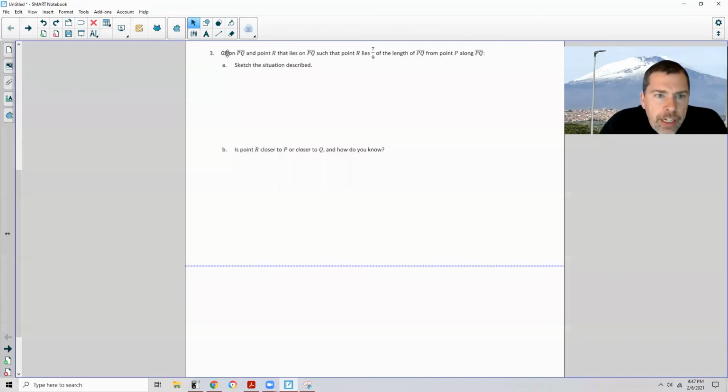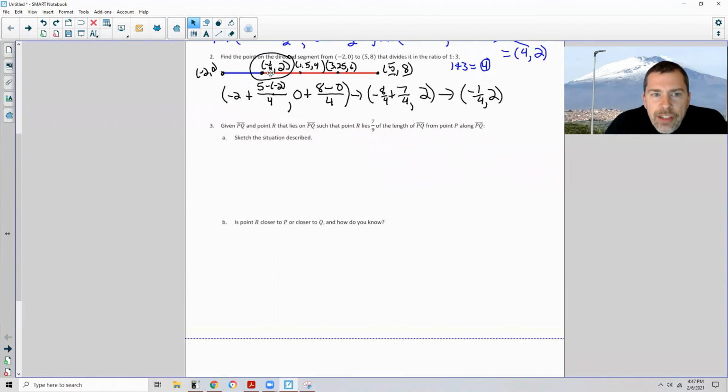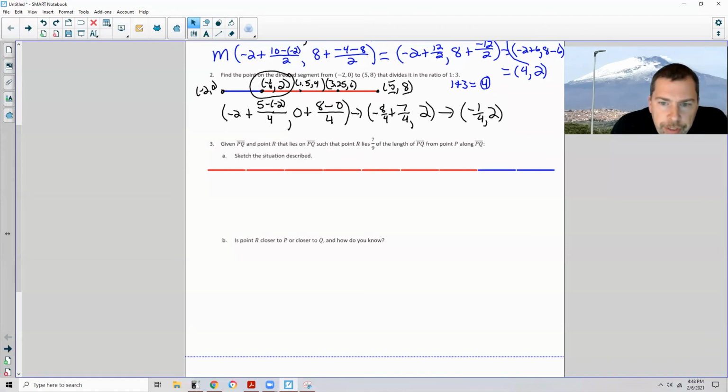Okay, number 3 says, given a line segment PQ and a point R that lies on PQ such that point R lies 7/9 of the length of PQ from P along PQ, sketch the situation described. Okay, it's very similar to this right here. So just give me a moment and I'm going to bring that down. Okay, so here it is.